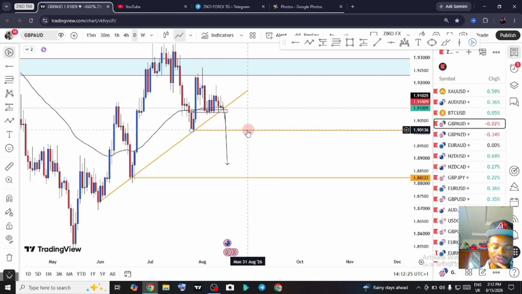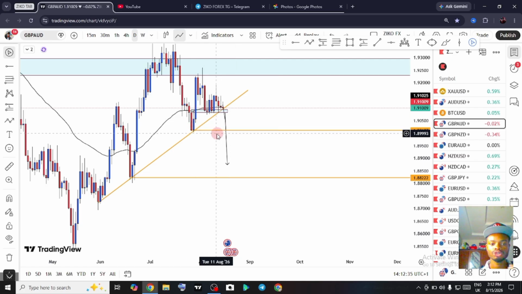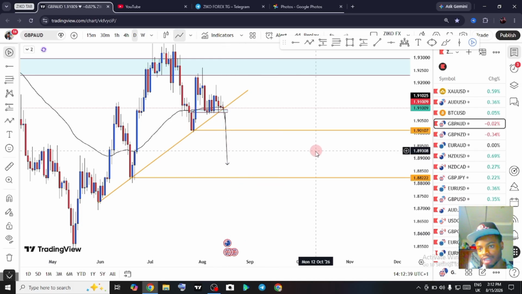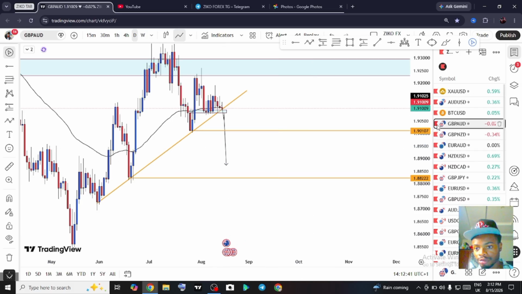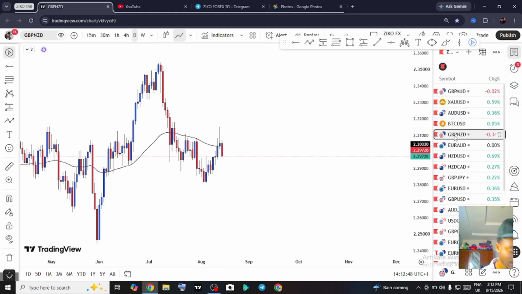If price gets to this level and I start having some form of funny reactions, I might just take my profit there. But if we are still maintaining bearish structures, by the way, we should be creating new lower lows, right? So if we are still maintaining bearish structures, I'll hold to this level. So that's pretty much it for GBP AUD. GBP NZD, let us see what we have.